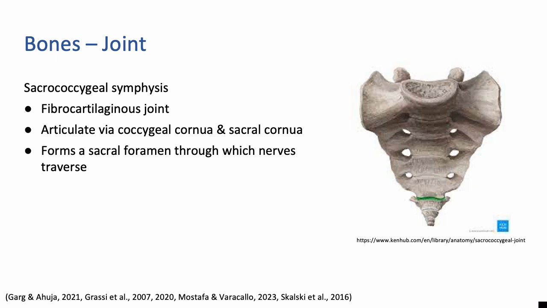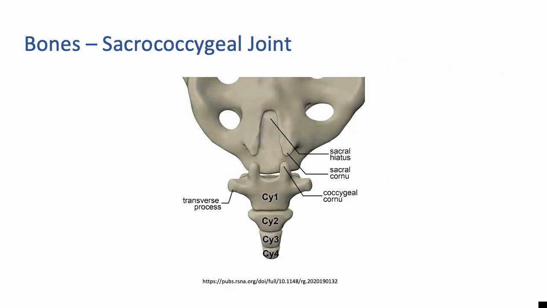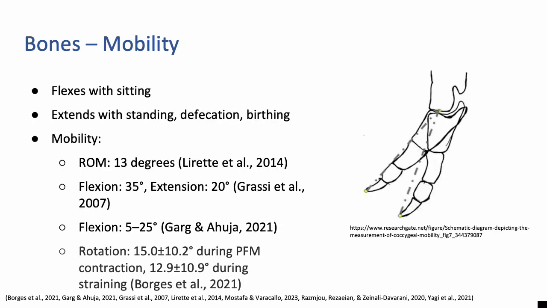It articulates at the cornua of the sacrum and the coccyx, and in that forms a sacral foramen through which the coccygeal nerves traverse. So here is a bigger picture where you can see the sacral cornu and the coccygeal cornu, and you can also see the foramen. So the coccyx does move. The sacrococcygeal joint is a very mobile joint. It flexes with sitting, and it extends with standing, defecation, and birthing.